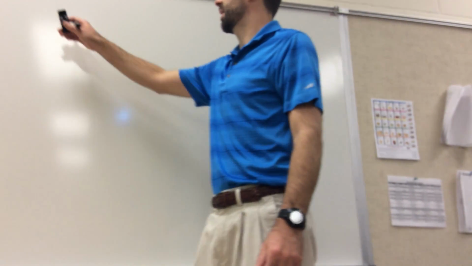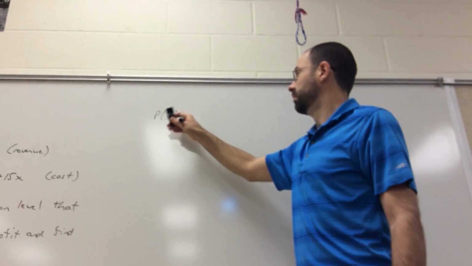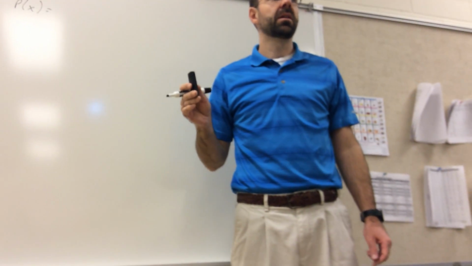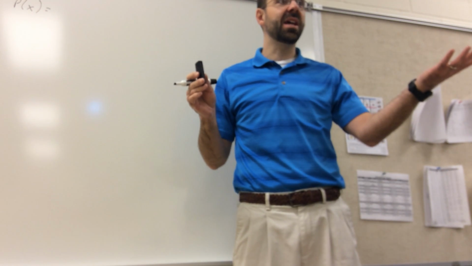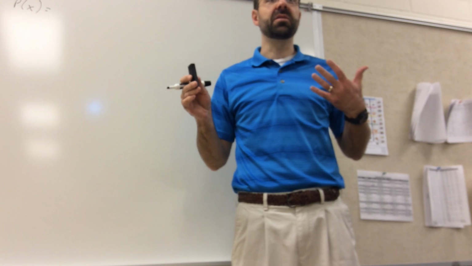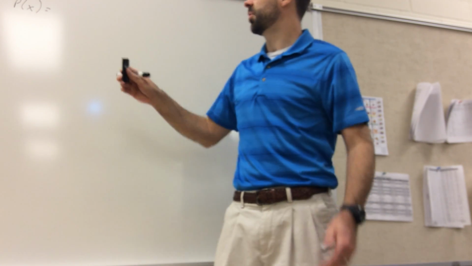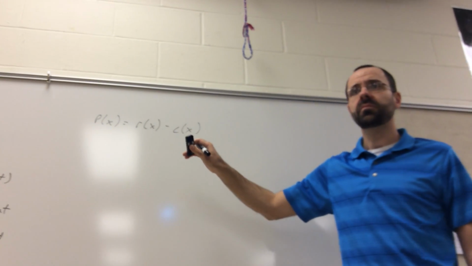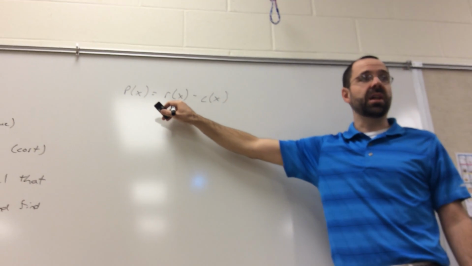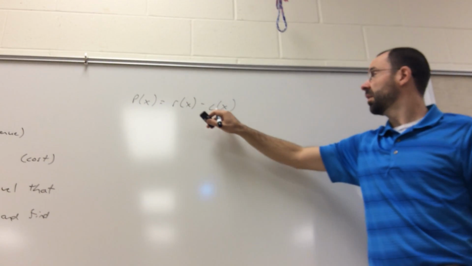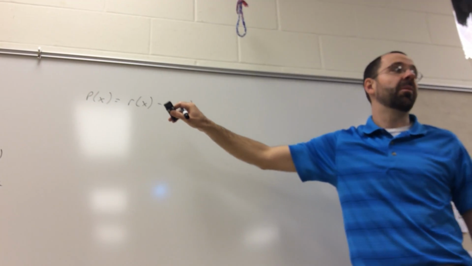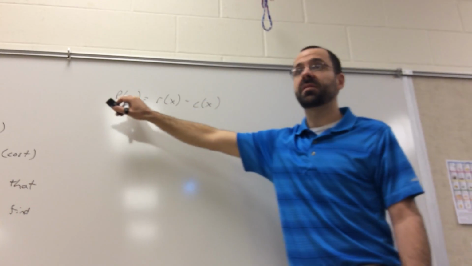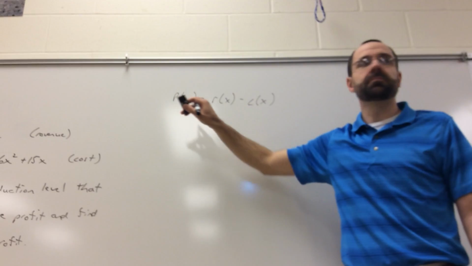So we're going to call that P of x, capital P for profit. And the way you figure out profit is you have to take how much money you take in minus how much money you spent. So that's the revenue minus the cost. So revenue represents how much money you took in, and cost represents how much money you spent. So if you take the money you took in minus the money you spent, then that shows you how much you have left over for your profit.